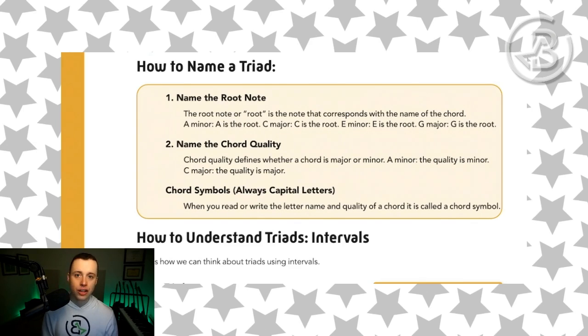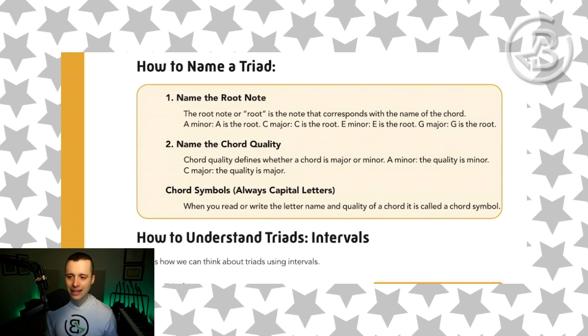So whatever the note name, the letter name from the musical alphabet that the root is, so whatever letter from the full musical alphabet is the root, that's going to be the first part of the name of the chord. Second, we'll name the chord quality. So chord quality defines whether the chord is major or minor. In an A minor chord, the quality is minor. In a C major, the quality is major. So let's say the root note is E and the quality of the chord is minor. You're going to call the chord E minor.